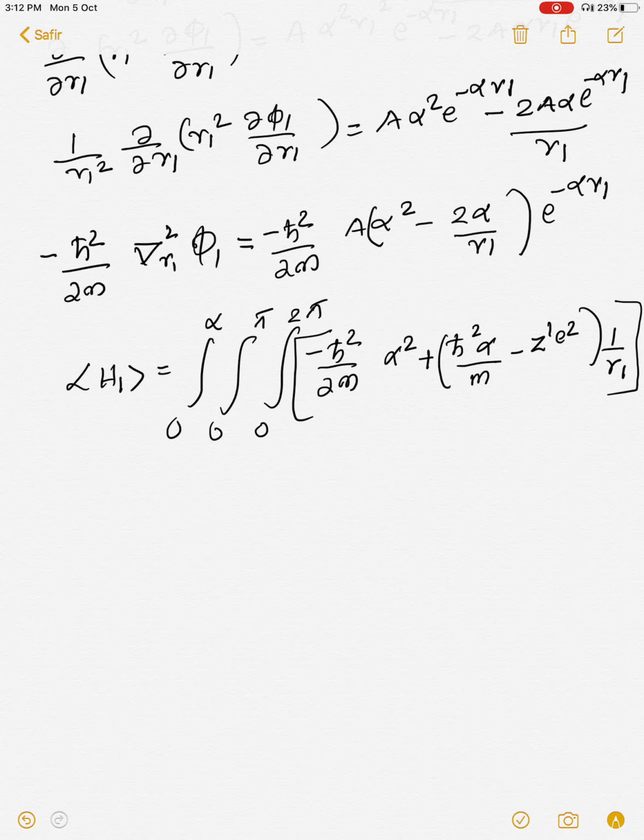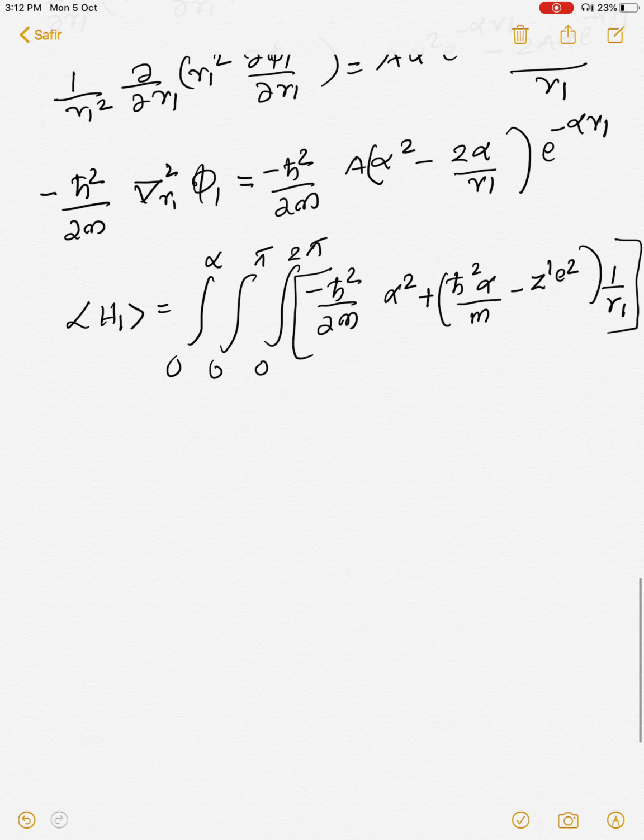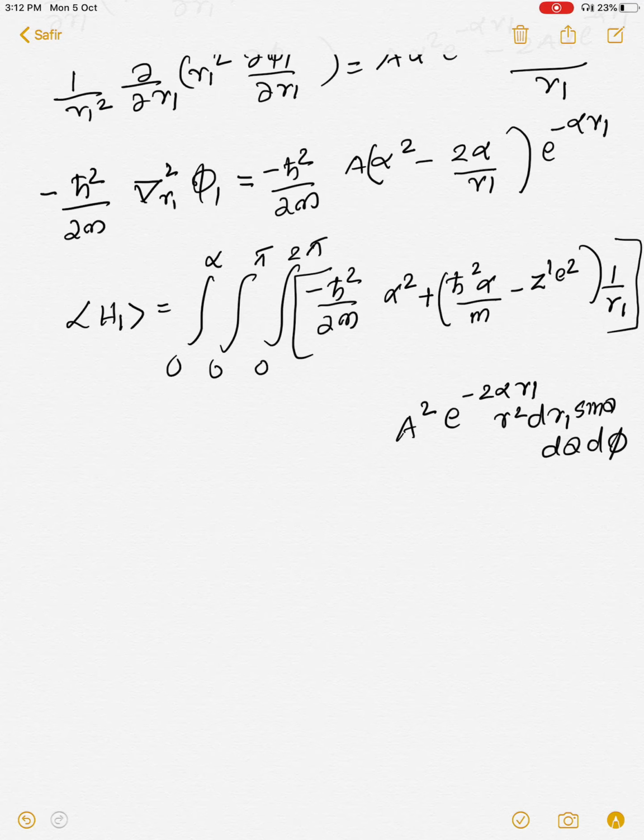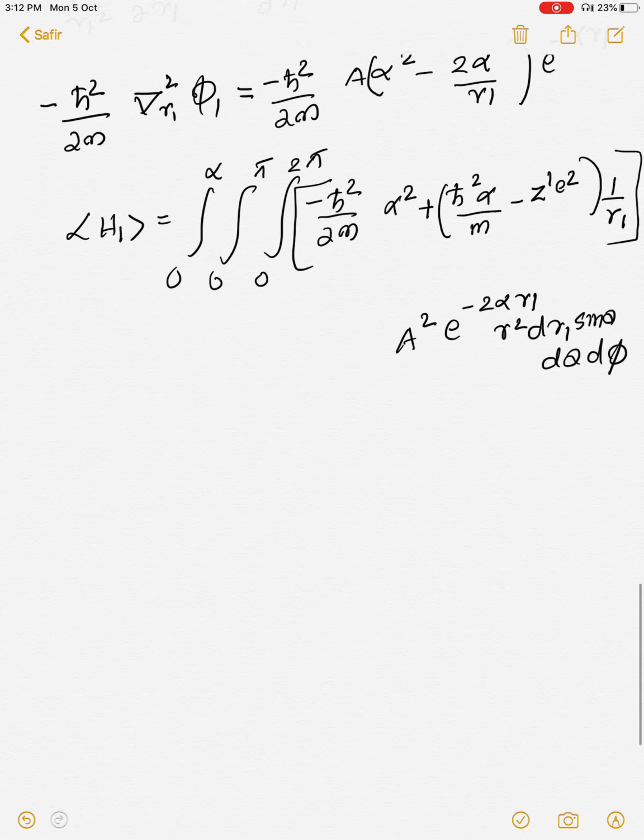So the constant terms will come out, and the remaining term is a square e power minus 2 alpha r1, integral r square dr1 sin theta d theta d phi. While integrating this term, we are going to integrate only the r term, because the theta integration and phi integration become 2 into 2 pi, which is 4 pi in total.